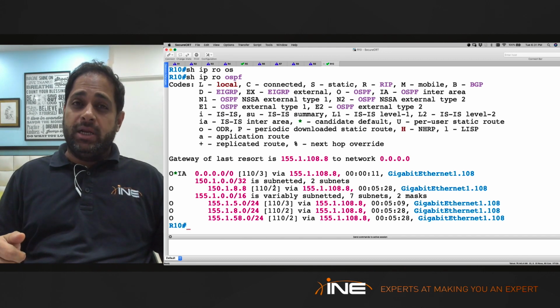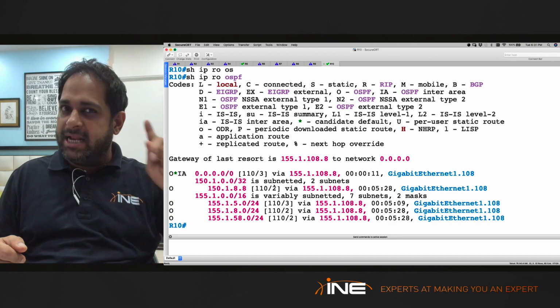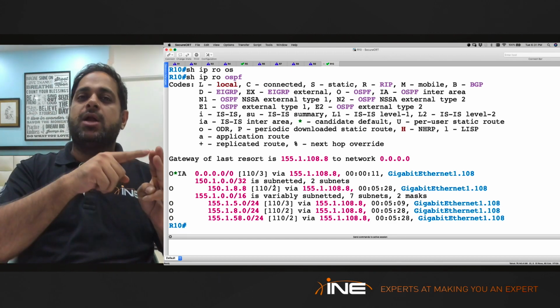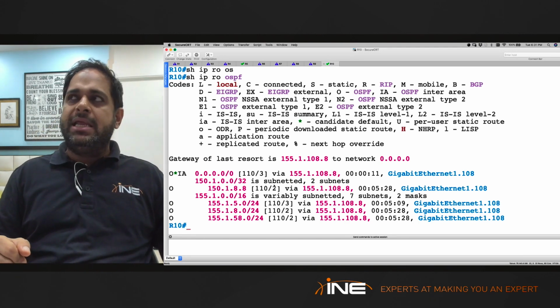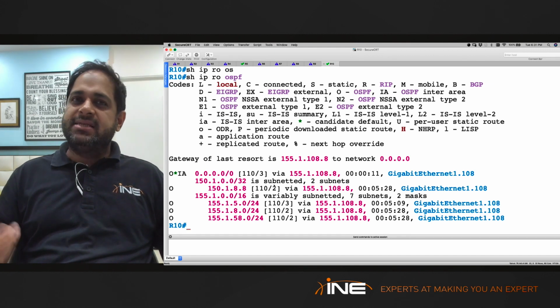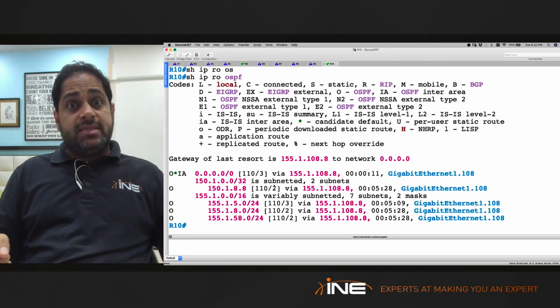and I have one inter-area route, the default route, which is automatically generated in Totally Stub. Like I said earlier, Totally Stub blocks LSA 5, LSA 4, and LSA 3, and the ABR will generate one LSA 3, which is the default route. So the only summary LSA which is allowed in Totally Stub is the default route. So this is Totally Stub.